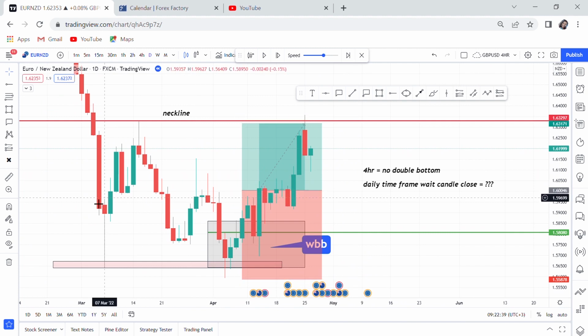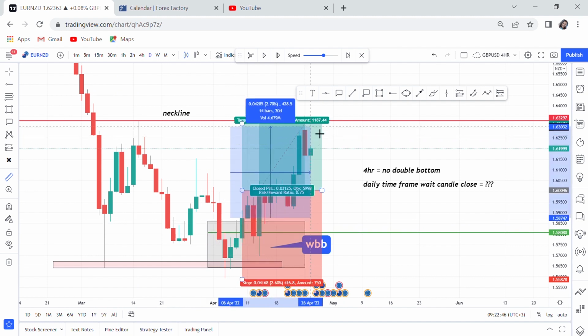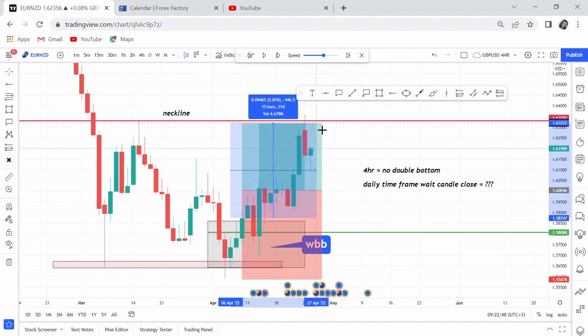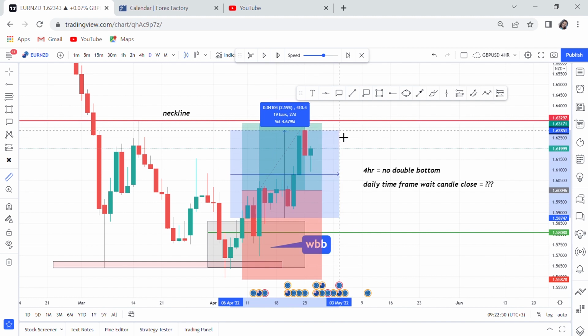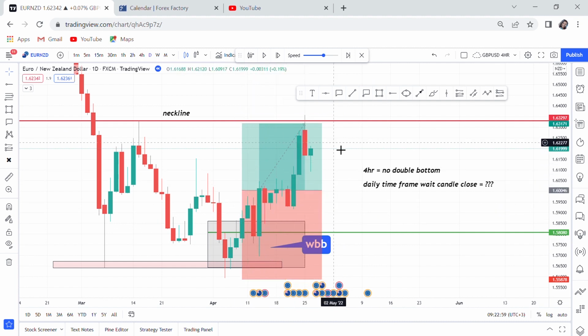And how many pips have we gotten from the whole trade? Let me show you. 446 pips. How many days did we wait? 1, 2, 3, 4, 5, 6, 7, 8, 9, 10, 11. 11 days. You got 446 pips.